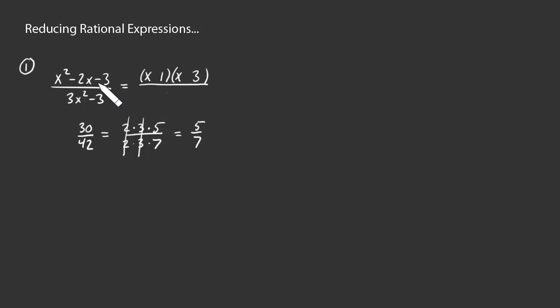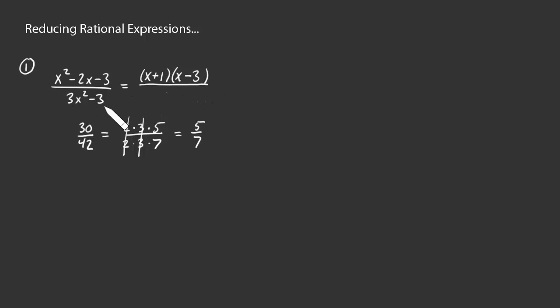It's negative, so we know these are different signs. And the inner product term and the outer product term here have to combine together to give us negative 2x. The only way that happens is if that's negative and that's positive. So we have the factored form at the top.